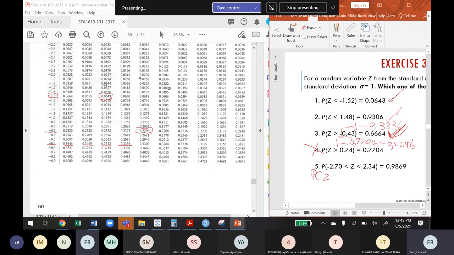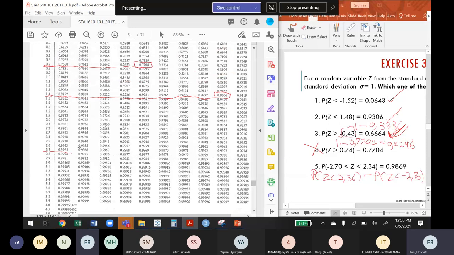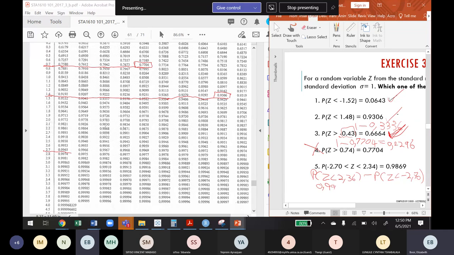So when we look at the last one, we need to find the probability of Z less than 2.34 on the table, and we need to find the probability of Z less than minus 2.70 on the table. So the first one, we go to the positive side, we look for 2.70, which is 0.9965 minus, and we go to the negative side to look for, oh, sorry, I went to the wrong one. That's the wrong one. We're looking for 2.36.